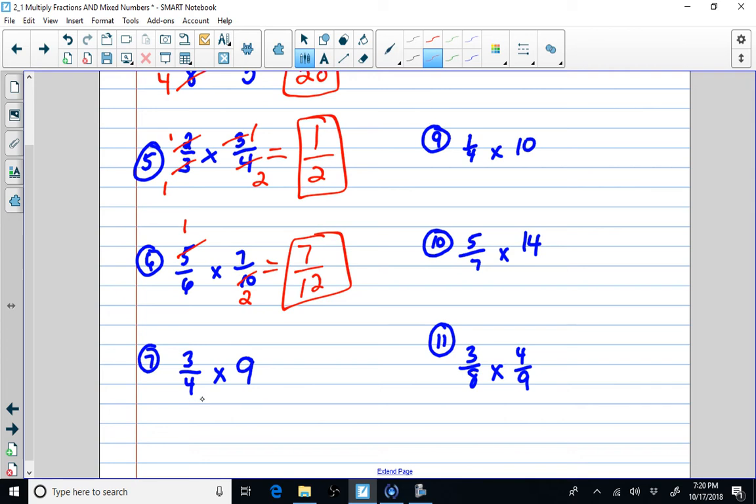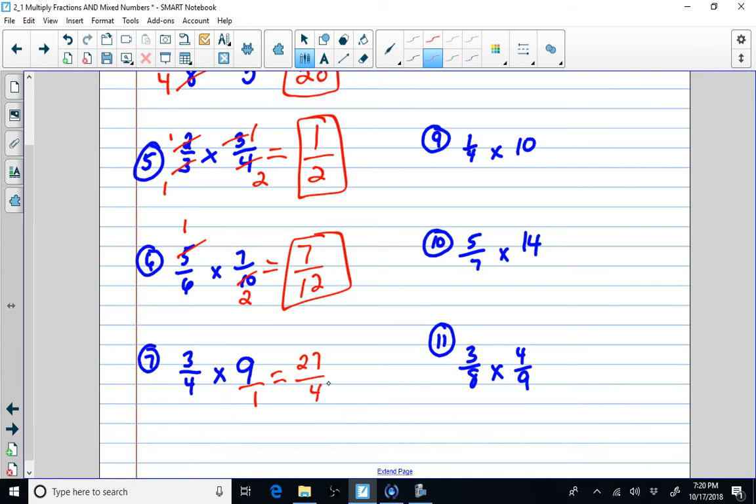Okay? Well, what happens when I have to multiply by a whole number? Well, I put the whole number over a 1 first. And then I look to see if I can divide out. I can't divide out 3 and 1. I can't divide out 4 and 9. So I have to multiply. 3 times 9 is 27. 4 times 1 is 4.